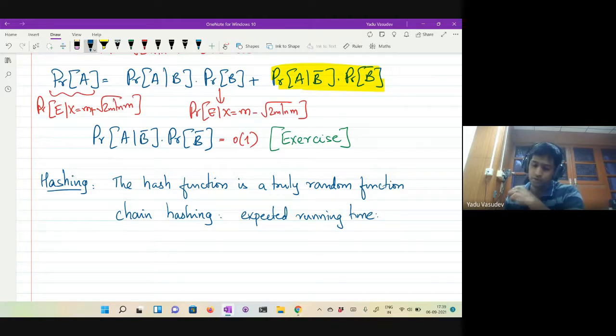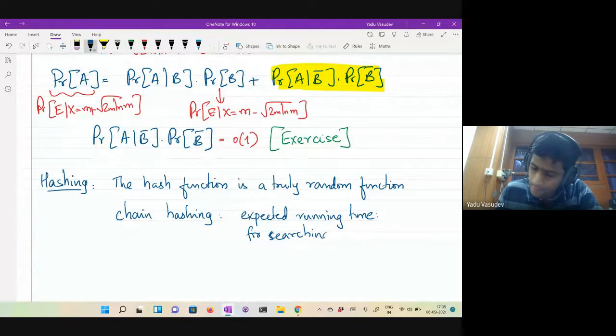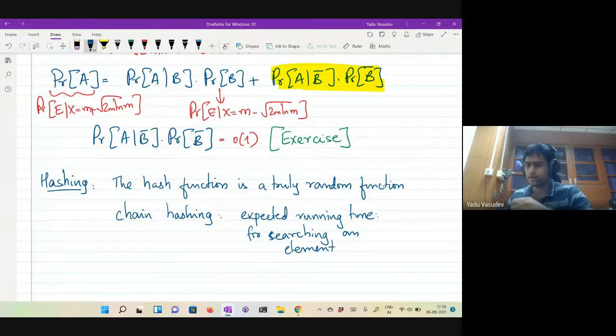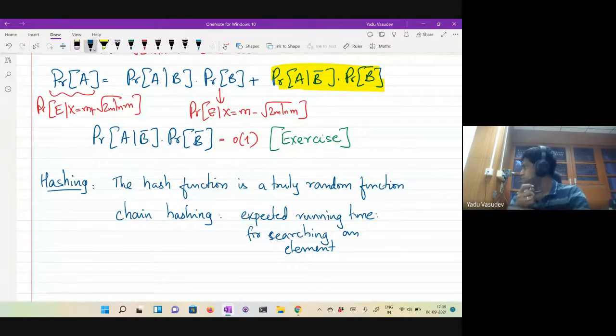So let me just rephrase it. Expected running time for searching an element. So searching one element, right? When you want to analyze the running time, you want to look at the search procedure. So given an element X, how long does it take to search that element, to check whether that element is there? So the expected running time is actually order 1, isn't it?